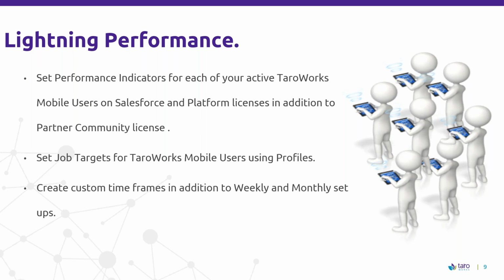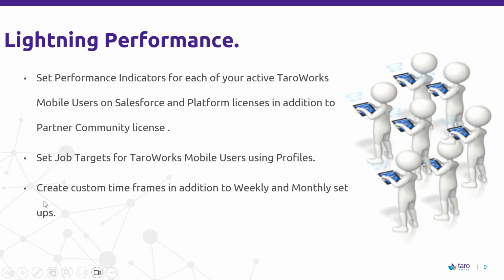The other thing is that the performance module is now on Lightning. That's why I'm calling it the Lightning performance. It means that starting TaroWorks 7.4, performance will be on Lightning. With these improvements, we have additions, like you will now be able to set job targets for TaroWorks mobile users using their profiles. Prior to 7.4, you would only set job targets based on users, so you'd have to select the users and then set the job targets.